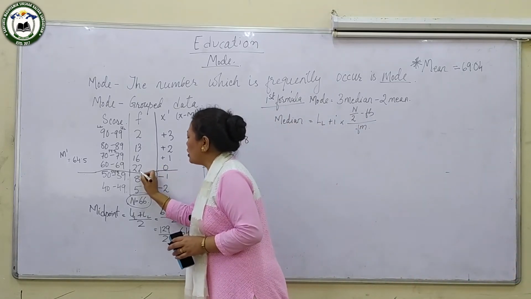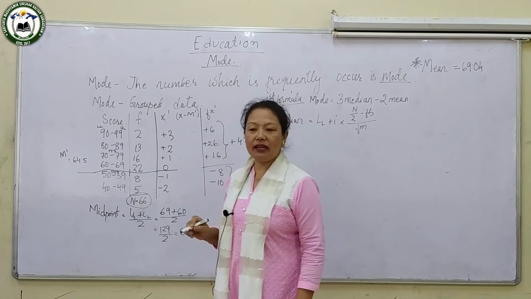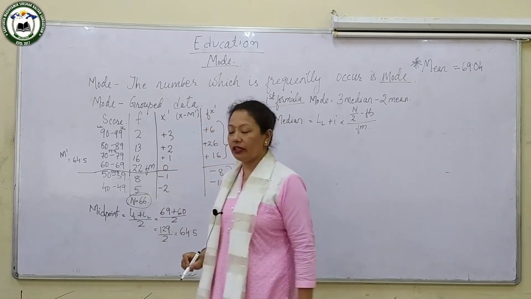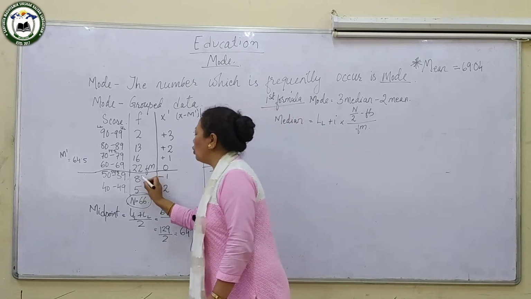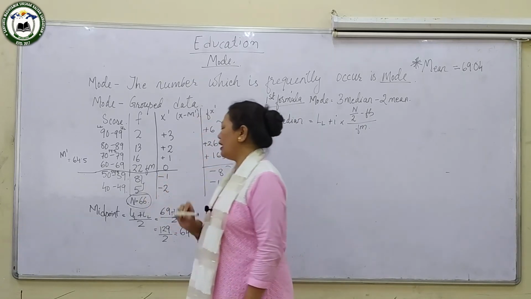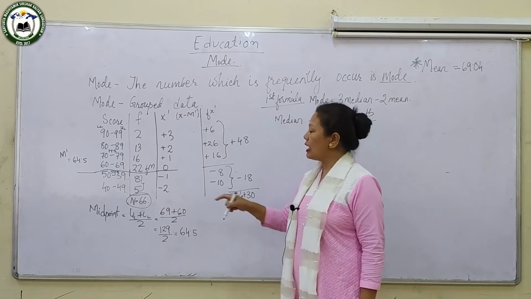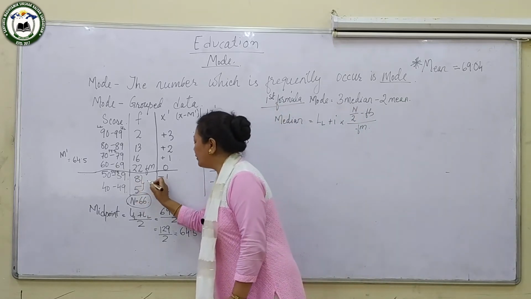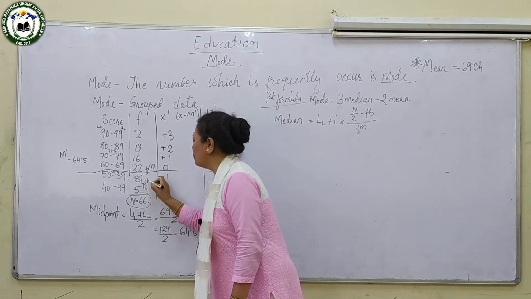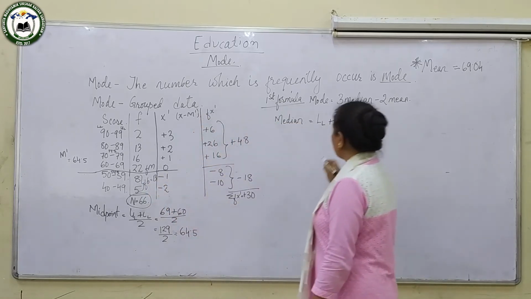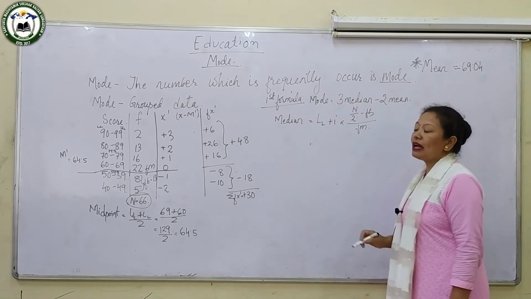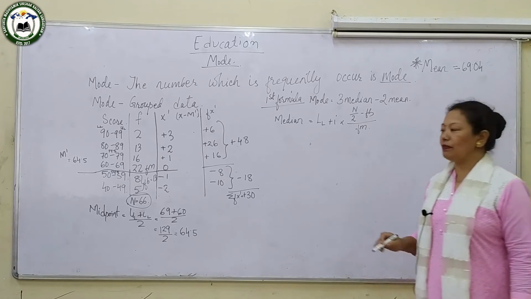Now let us find out. Since 22 is my main frequency, I will write FM over here. Now the frequency below, we have two numbers, 8 and 5. So 8 and 5 is 13. So my FB equals 13. Okay. So what is my lower limit? How do you find the lower limit?